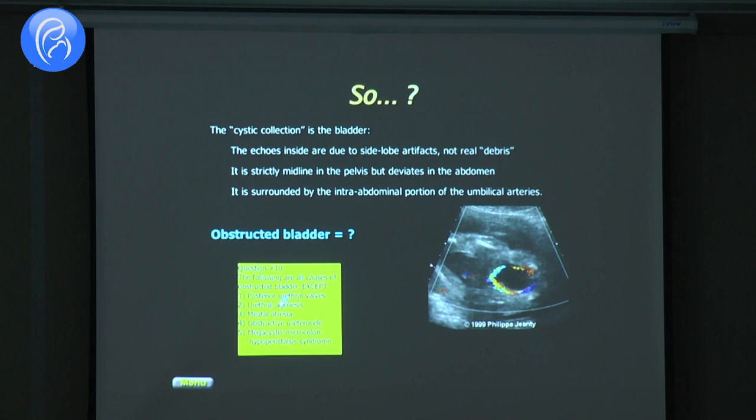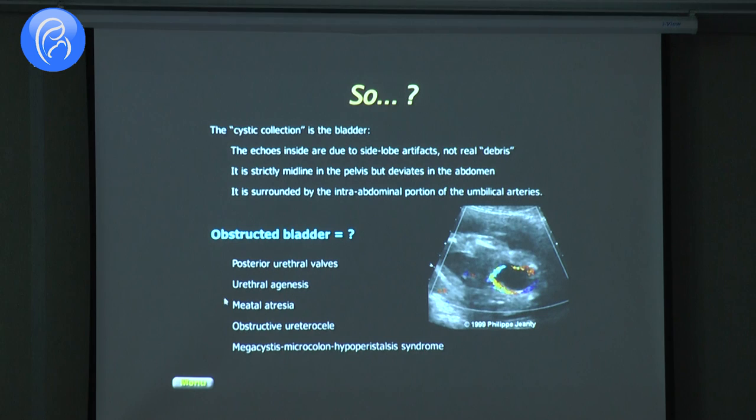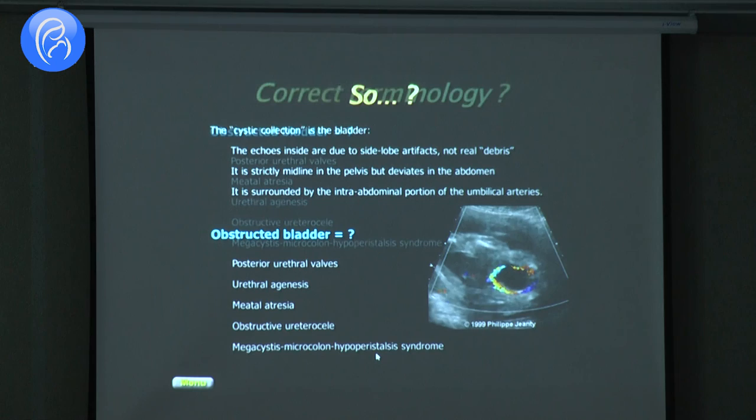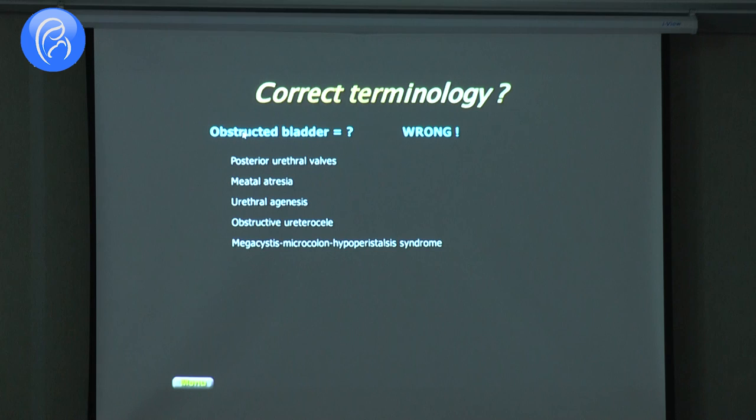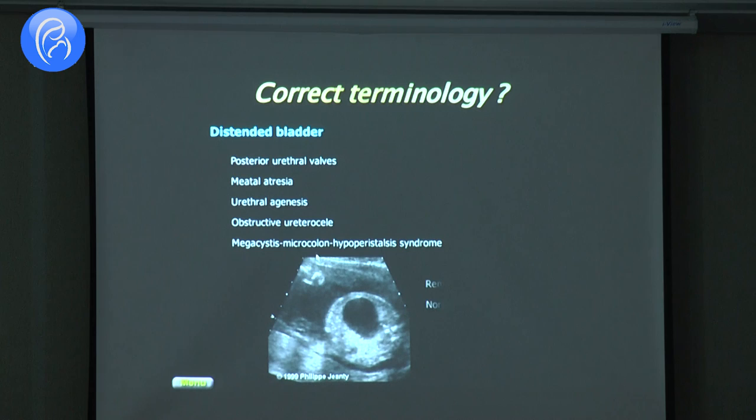This is the list of potential obstructions. Posterior urethral valve, urethral agenesis, urethral atresia, obstructive ureterocele, or the megacystis microcolon hypoperistalsis syndrome. So how do you select from that? Well, I was not very honest. I gave you the diagnosis of obstructed bladder, and that's not correct. And it's not correct because we have seen the amniotic fluid was normal. So it's not an obstructed bladder, it's a distended bladder. You see, amniotic fluid was normal.